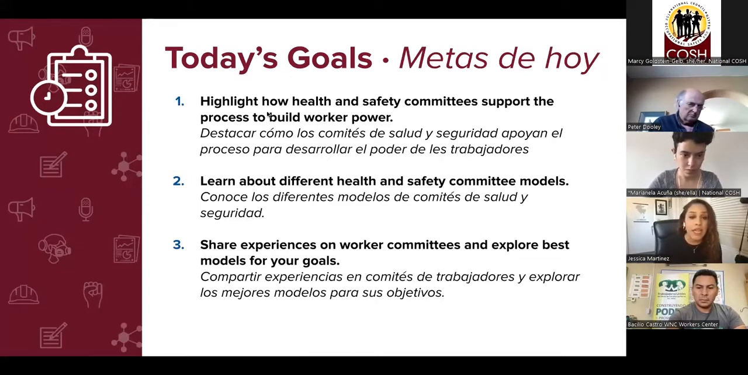So I'm really excited that we'll be able to hear from two of the organizations that we work in partnership with and share a little bit about their process to build committees. And then number three is to share experiences on worker committees and explore the best model for your goals. So that's going to be an opportunity to share between all of us, whether you've had experience or whether you have not, what that looks like, what is the best model for you, etc. Could go on to the next slide.